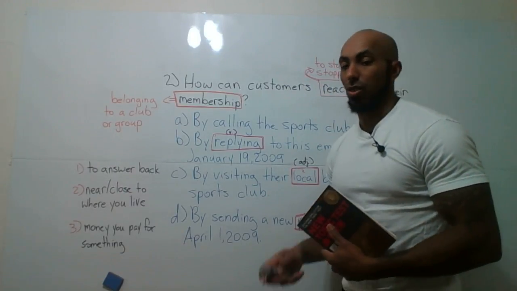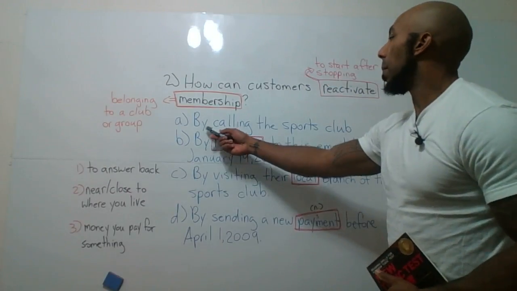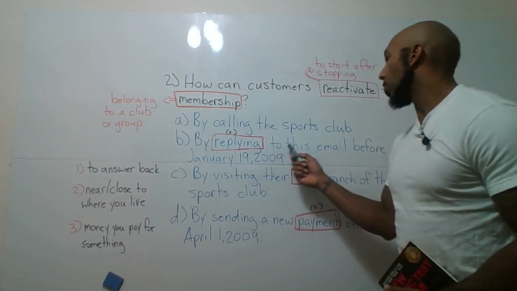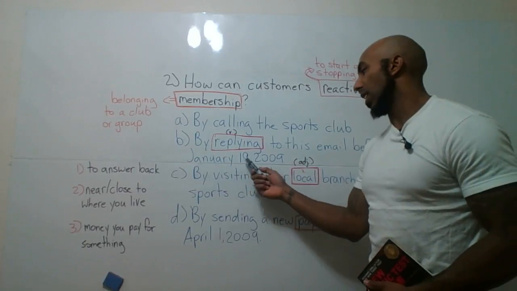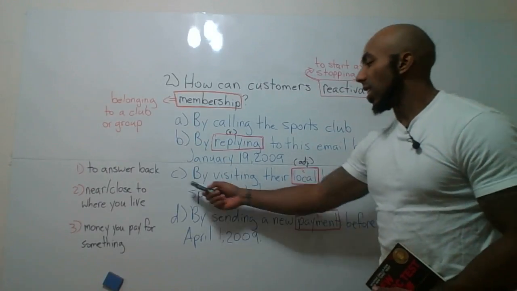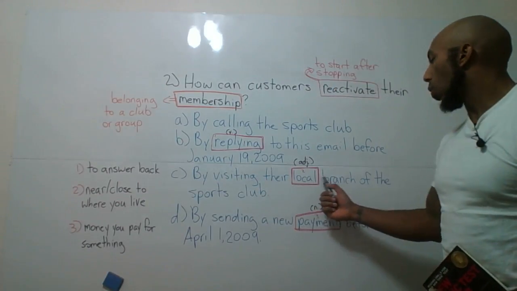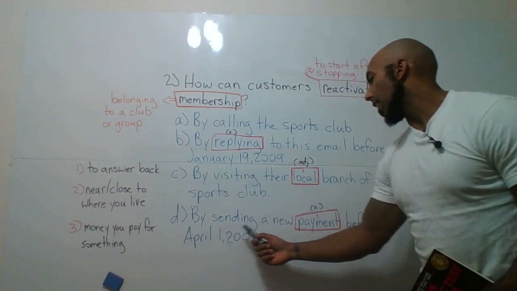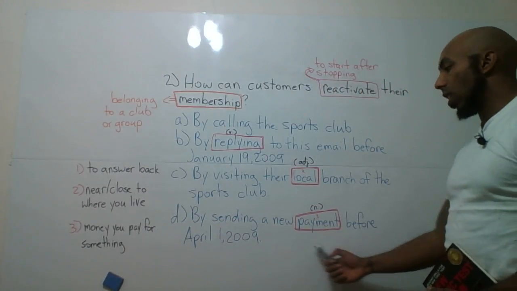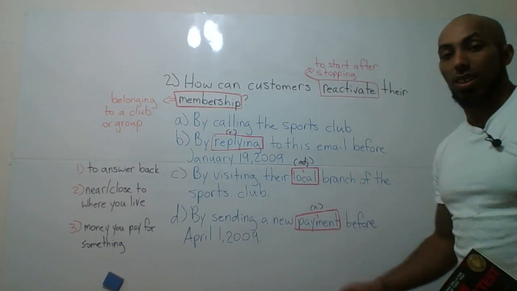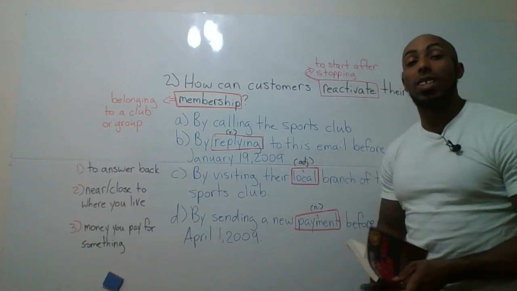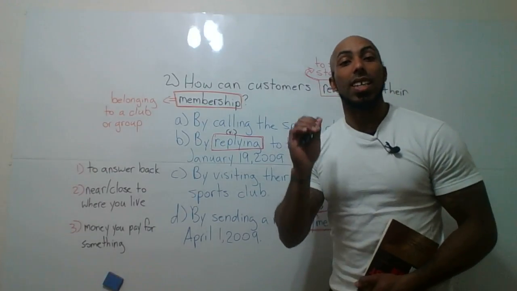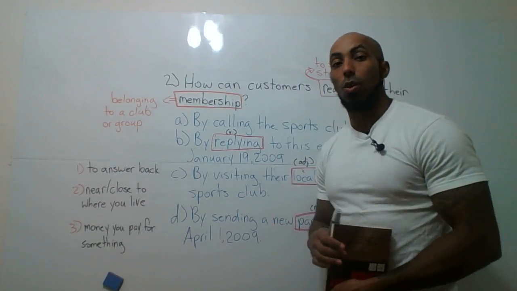Now, let's read our answers. A, by calling the sports club. B, by replying to this email before January 19th, 2009. C, by visiting their local branch of the sports club. Or D, by sending a new payment before April 1st, 2009. Only one of these answers is correct. But before we do that, let's go over the words and the answers that we might not know as well.